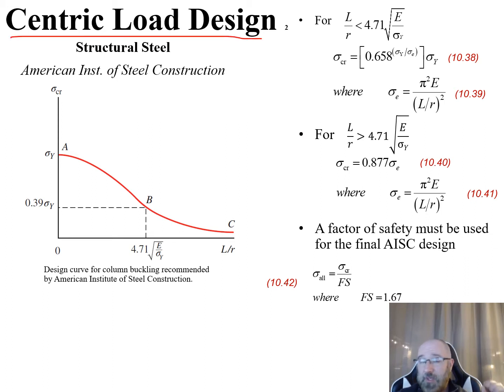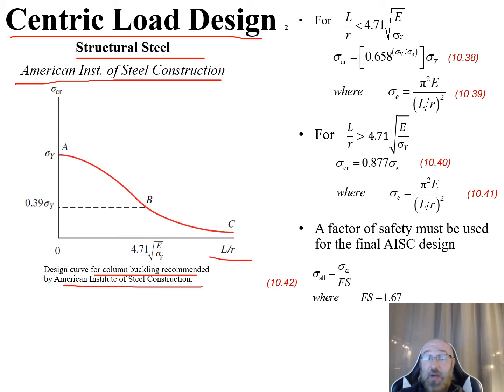As we continue on with our discussion of the centric load design, let's take a look at the specific example of structural steel. For this, we're going to reference the American Institute of Steel Construction. In our graph down below, we have the design curve for column buckling recommended by the American Institute of Steel Construction. On our x-axis, we have L over r, which, recall, is our slenderness ratio, and on our y-axis, we have sigma sub CR, our critical stress. This curve represents the variation in our critical stress as a function of our slenderness ratio.